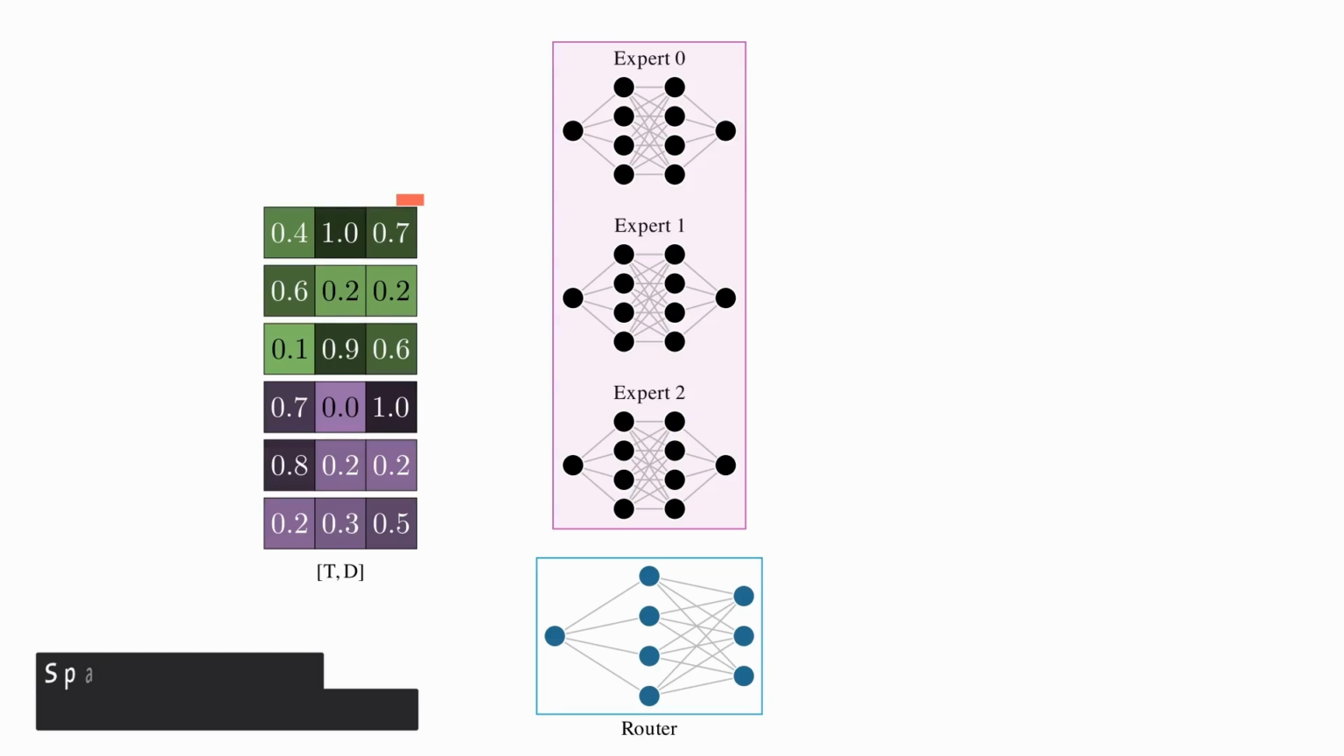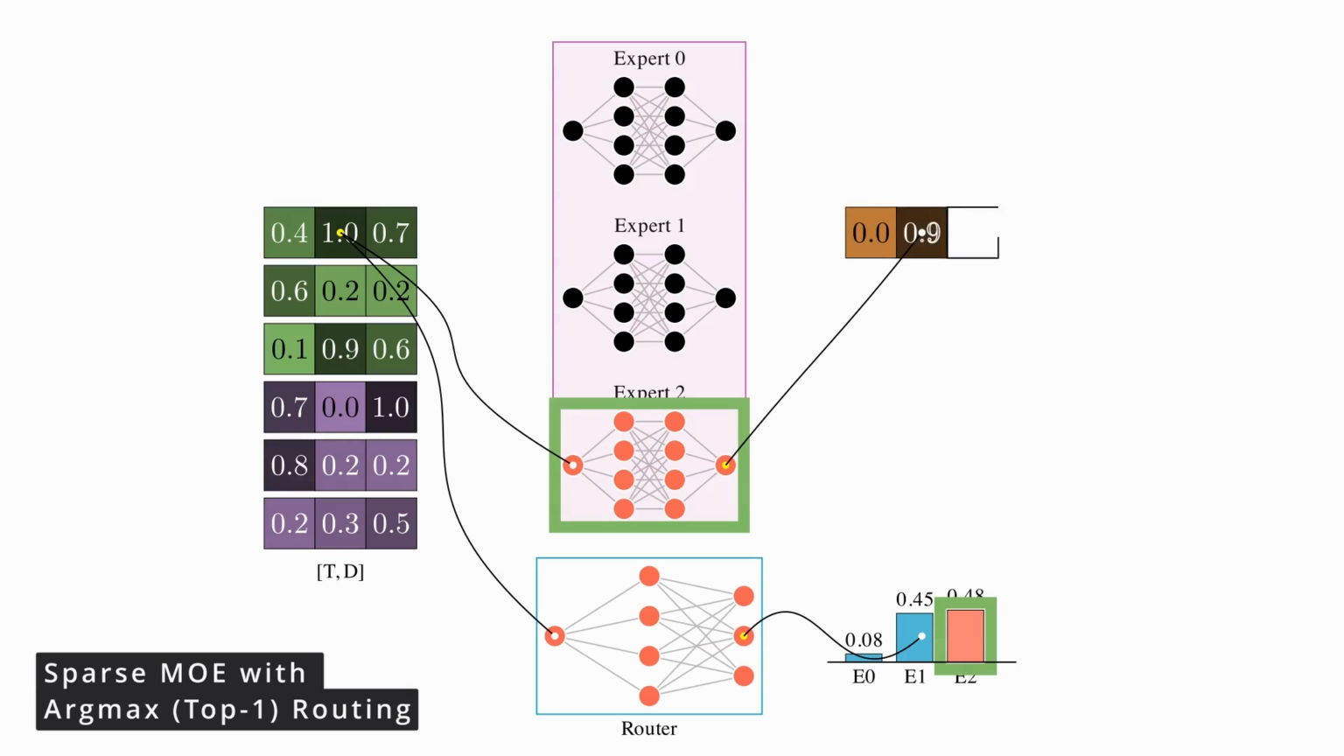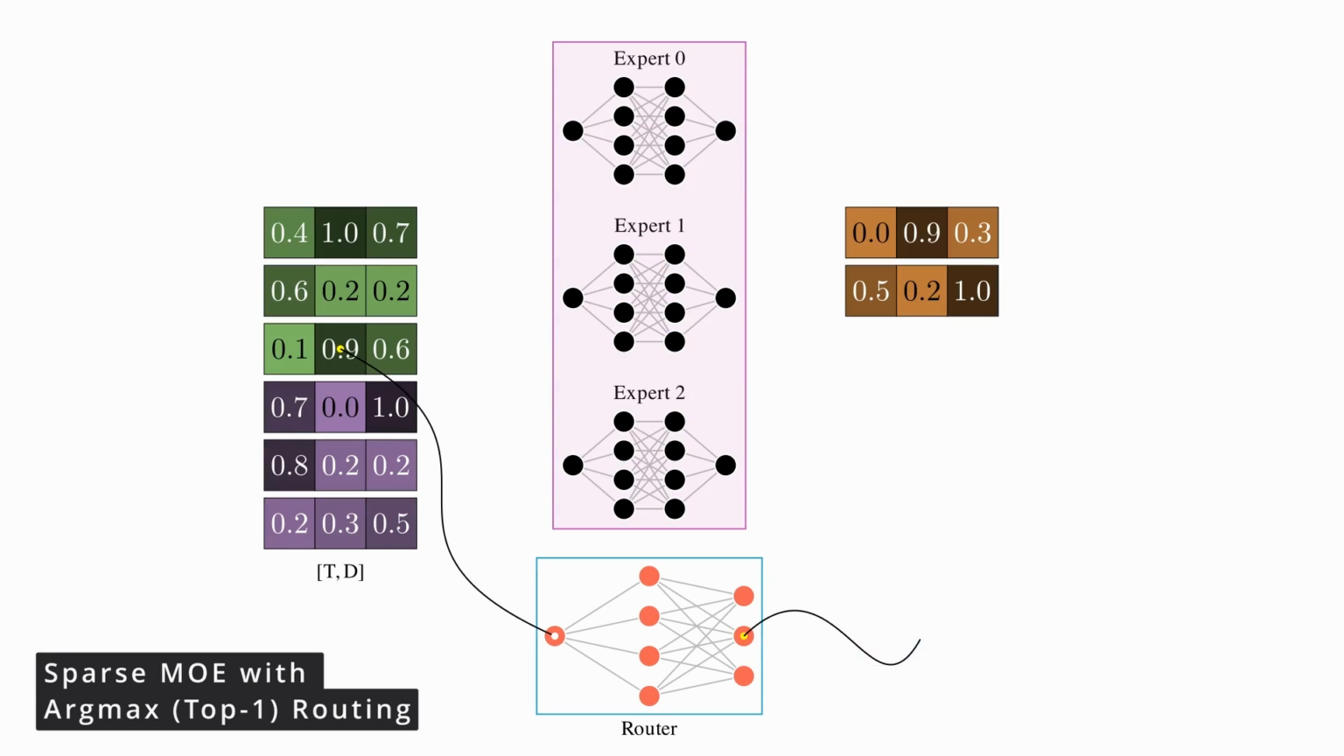Well, enter Sparse MOE. The simplest form of Sparse MOE is where you just pick the highest probability expert and only process that. This can be done very easily. You can just take the argmax of your router probabilities, and that will give you the indices of the experts that have the highest probability for each token, and then just execute whichever expert was picked for each token.